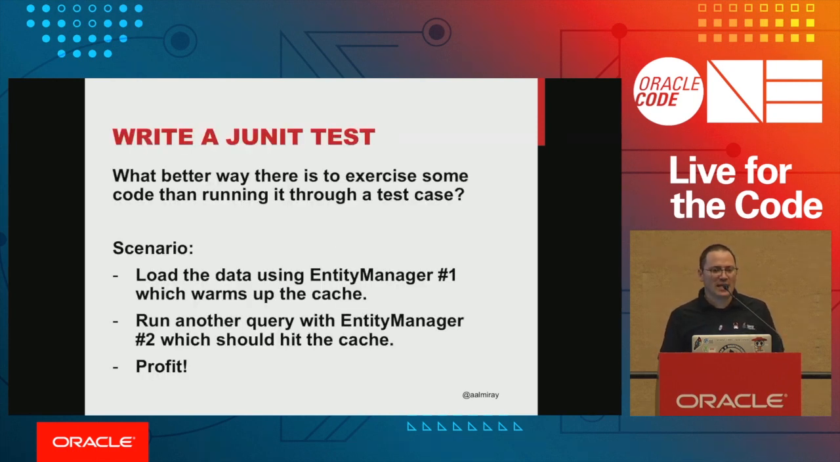So what we needed to exercise is load the data into the second level cache and then hit it. So we'll make the measurements by hitting the second time. This is very easily done by creating a pair of instances of Entity Manager. The first one will be used to load the data and warm up the cache, and the second Entity Manager will be used to record the measurements. So this is everything we needed.